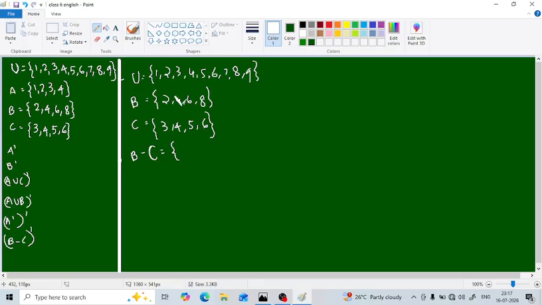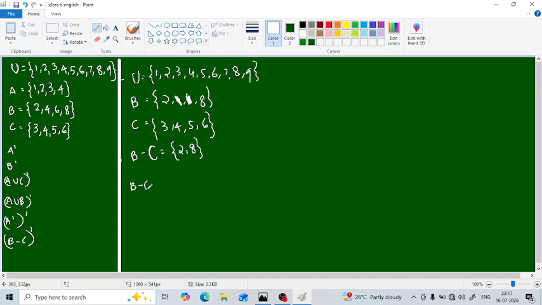When we subtracted 4, the next element is 5. We have to subtract 5 from B, but 5 is not present here, so we can't subtract it. Then later we have to subtract 6. The last element of C is 6, so we have to subtract 6 from B. So we subtracted 6. What are the remaining elements present there? They are 2 and 8. So our set B minus C is 2 and 8.